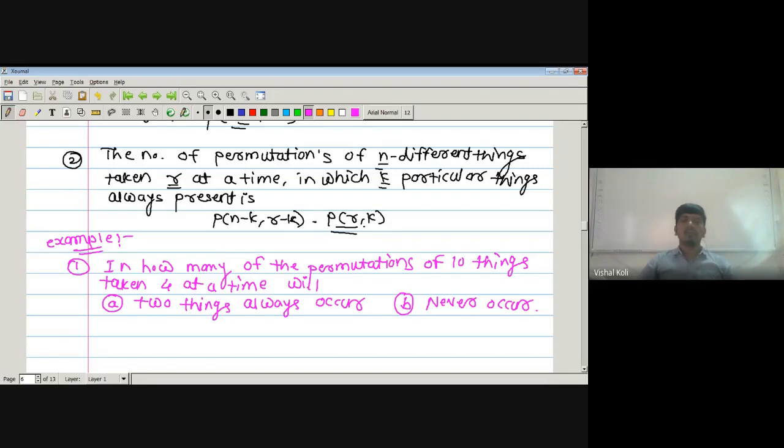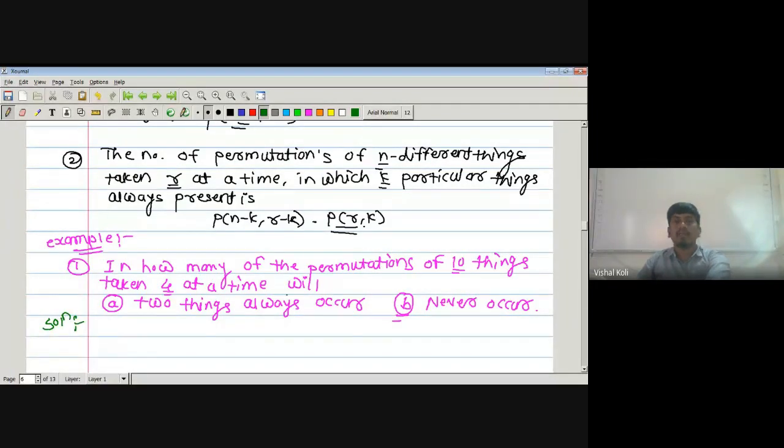Here there are 10 things and we have to take 4 at a time. We have to find the number of permutations of these 10 things by taking 4 at a time in which two things always occur. That is case A. In case B, we find the number of permutations of 10 things taken 4 at a time in which two things never occur. So here we have to use the above two conditions. Let us see the solution.